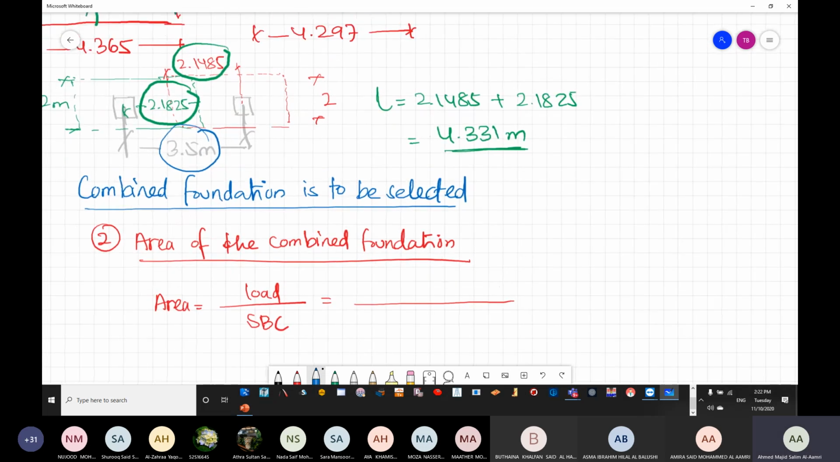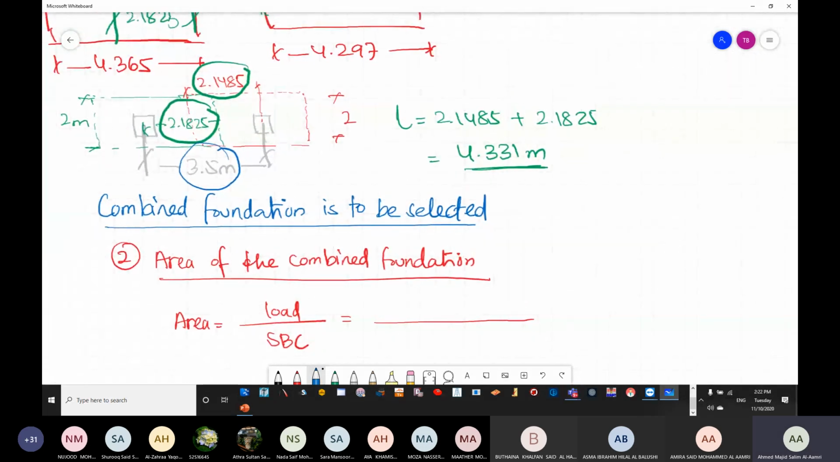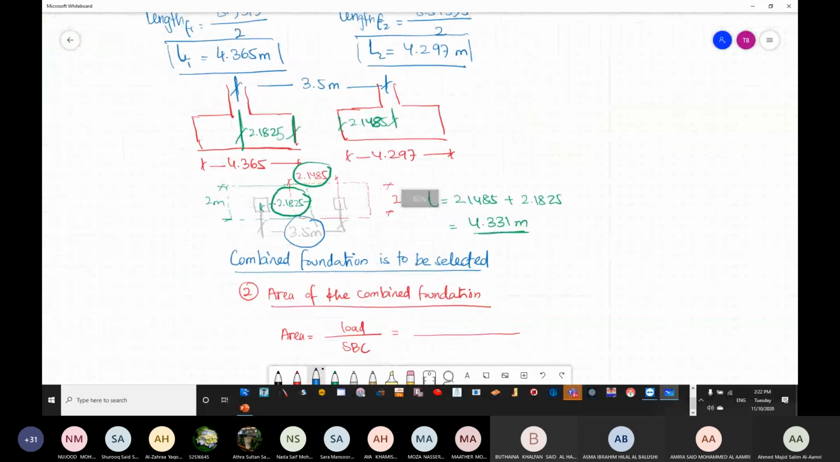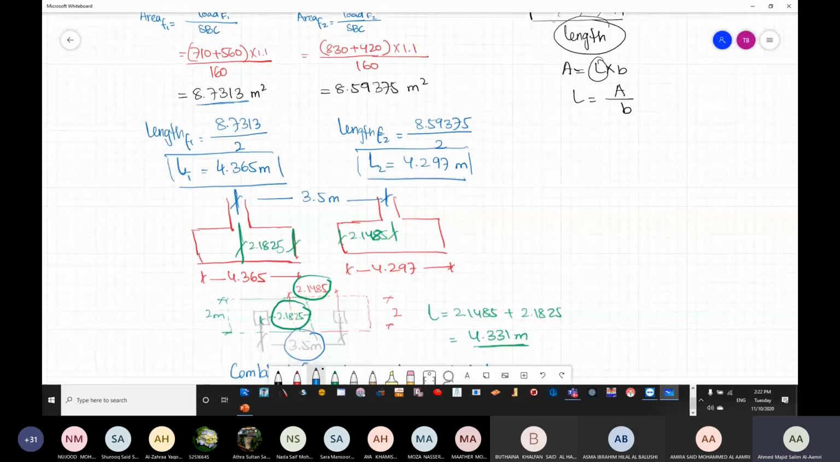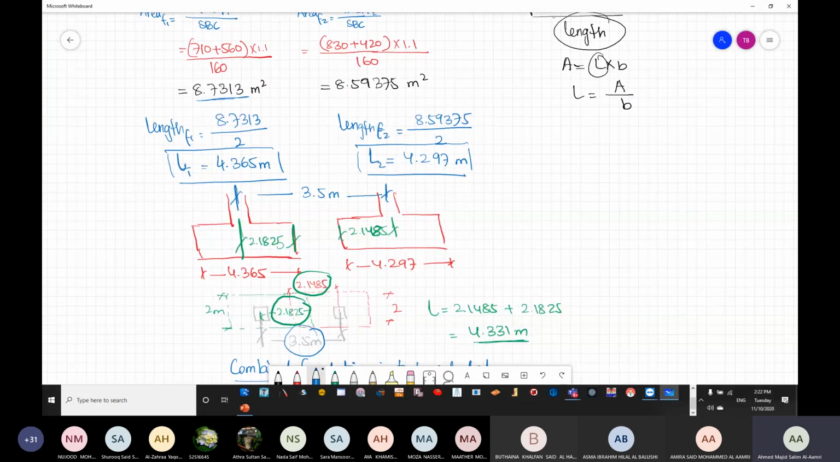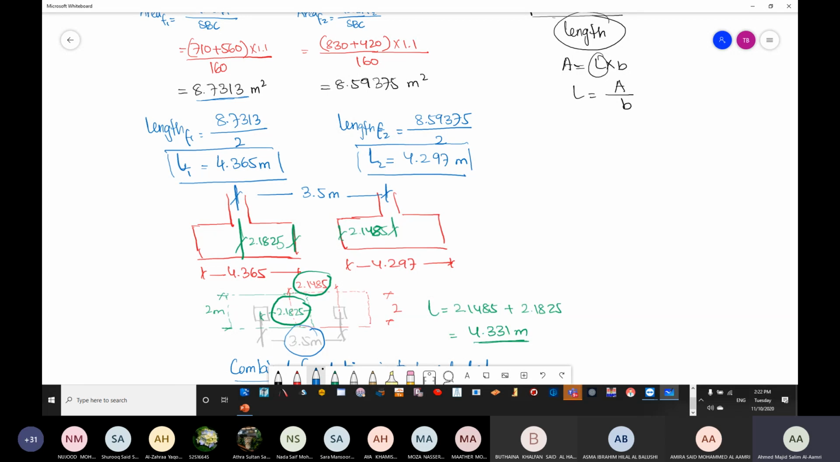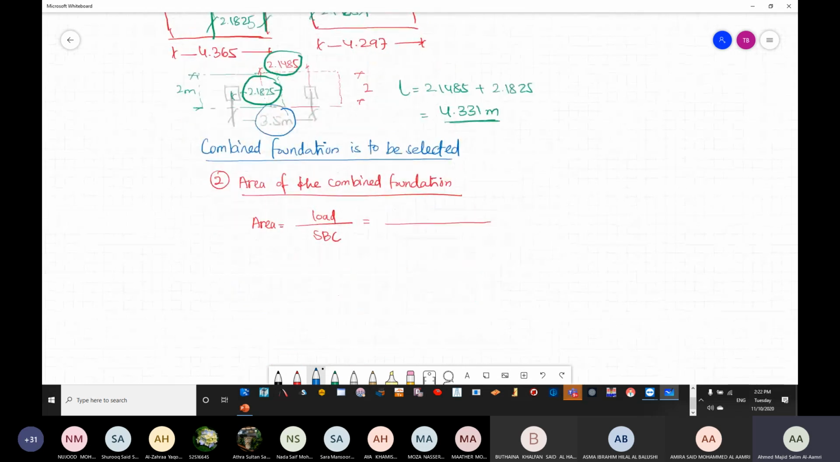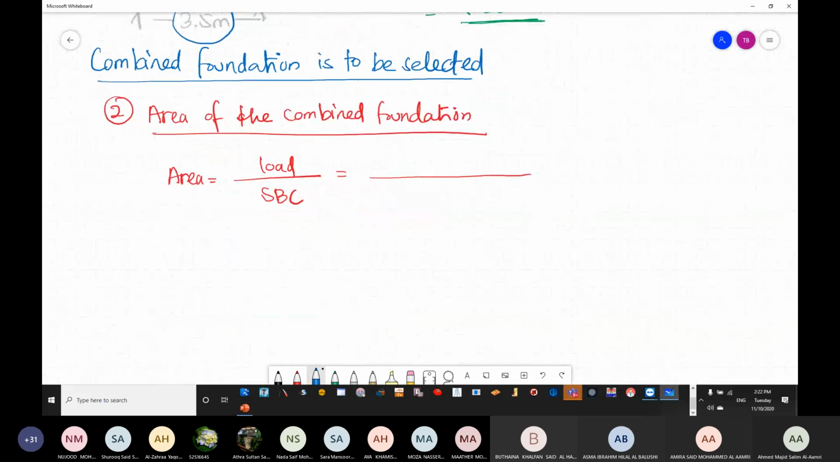Okay, so how many loads do we have? We have 710, 560, 830, 420. These are the loads on both columns. Okay, so can you give me these loads, please? So we have 710, 560, and then we have 830, and then we have 420.